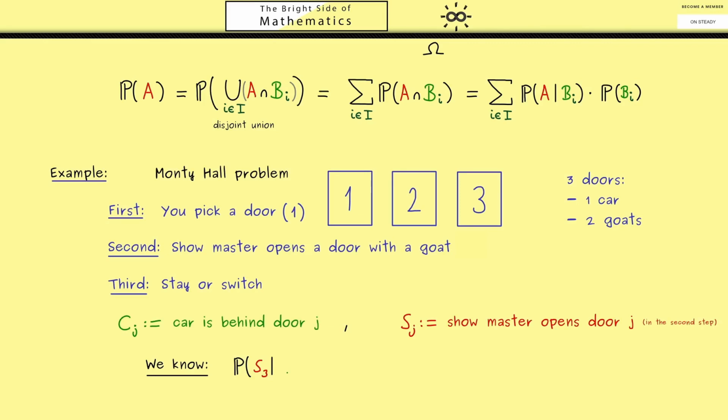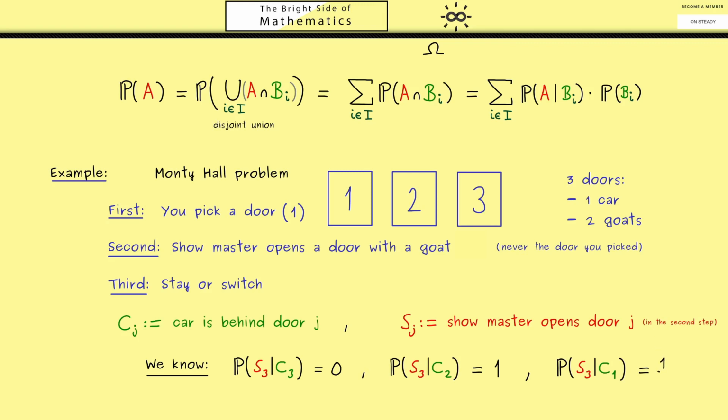Okay, so in this case, we already know some conditional probabilities. Namely, the probability of S_3 under the condition C_3 has to be 0. The showmaster will never show you the car in the second step. He always opens a door with a goat. Therefore, we also know the probability of S_3 under the condition C_2. Because this is what I told you, he opens one of the 2 remaining doors, never the door you picked. So in this scenario here, he does not have a choice. Hence, the conditional probability here is 1. Then, the last remaining case would be where he has a choice, therefore we say the probability is 1/2.